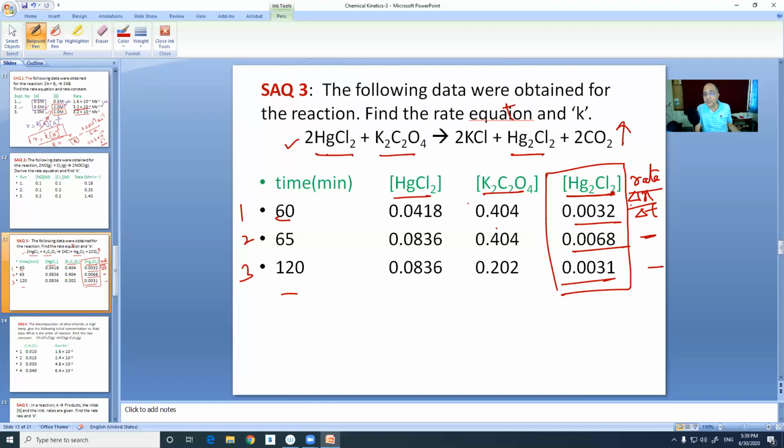Then see, if these two are constant and this is doubled, what has happened to the rate? When these two remain constant and this is halved, what has happened to this? Or you study it in the opposite way, from downward to upward: if it is doubled, what has happened to the rate? If it is halved, then the rate is also halved, then it is first order.